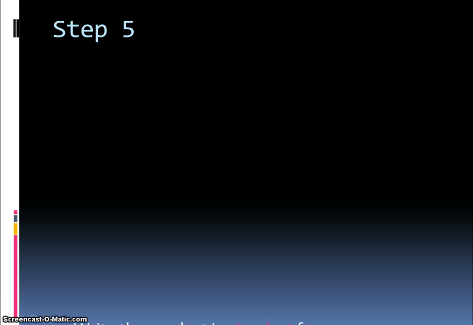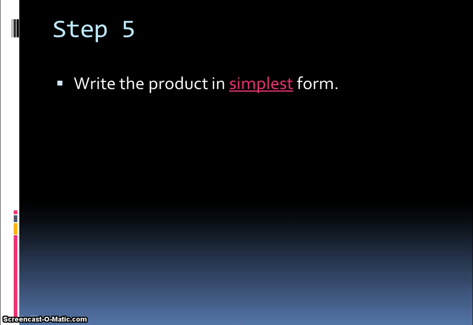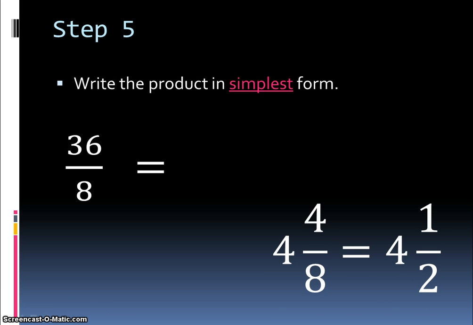After we get our product, we have to write our product in simplest form. We had a product of 36/8, which equals 4 and 4/8, and when we simplify that, we have 4 and 1/2.